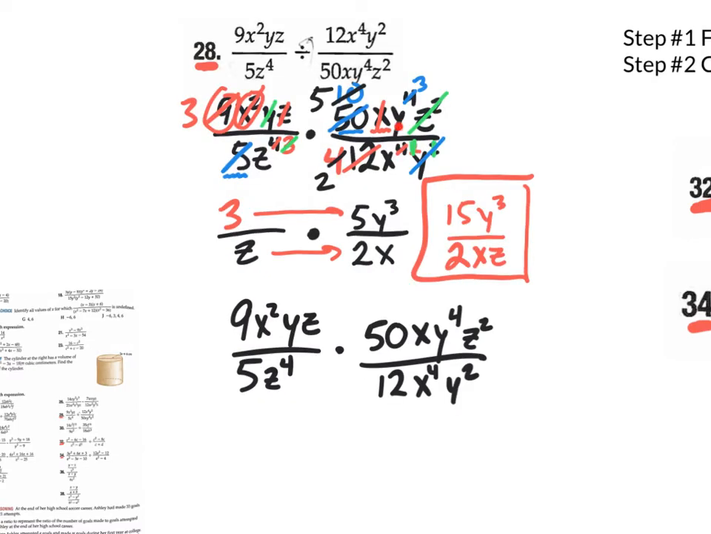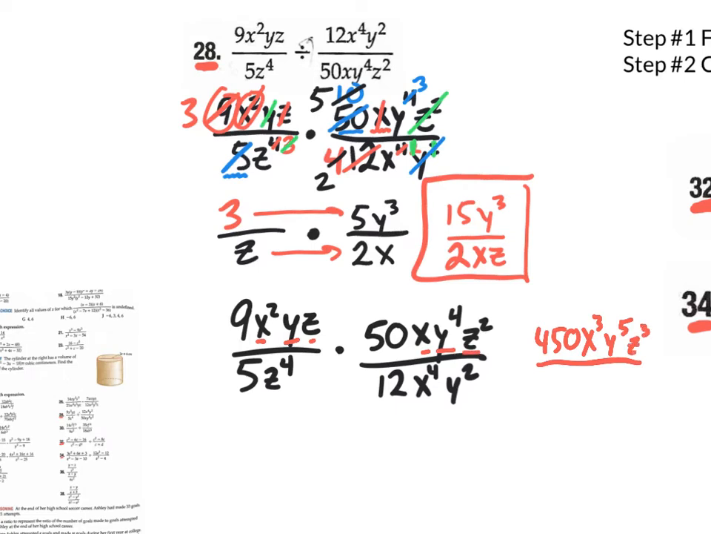So as you could see, I just rewrote what I had right here. All I did was flip that second fraction. There it is. There's my whole original problem. I could have, from the beginning, multiplied 9 times 50 and gotten 450. I could have multiplied the x squared times the x, giving me x to the third. y times y to the fourth gives me y to the fifth. z times z squared gives me z to the third.